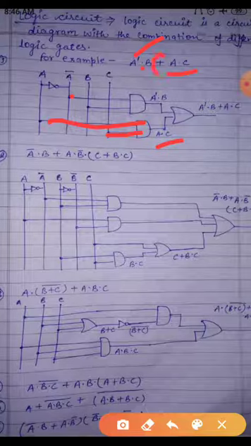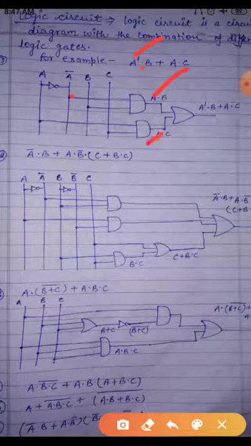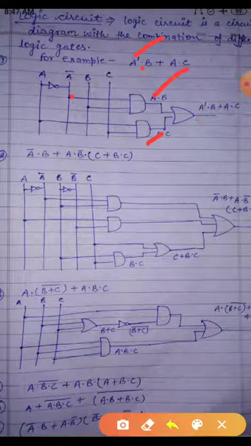You can see here plus. Plus means what? OR gate. So this one and this one you will connect with the OR gate. The output you should write here is A bar dot B plus A dot C. Now come to the second example.